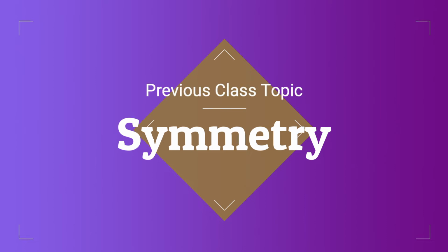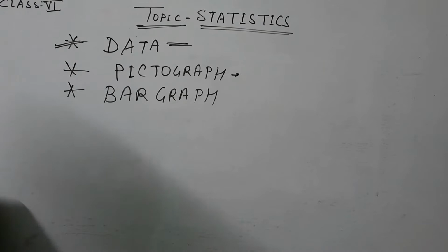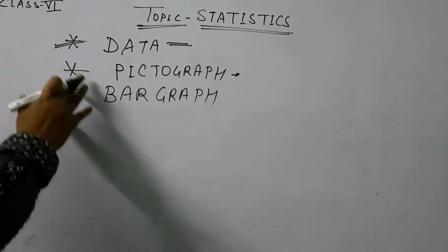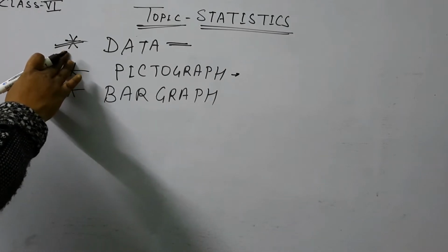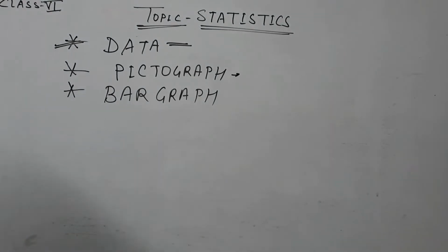Children, in previous class I taught you about symmetry and today I will teach you about statistics. Students, statistics is a branch of applied mathematics that involves the collection, description, analysis and inference of conclusions from quantitative data. In this chapter, we will learn about data, pictograph and bar graph. First is the data. We always require some information to take a decision. This necessary quantitative information is called data.